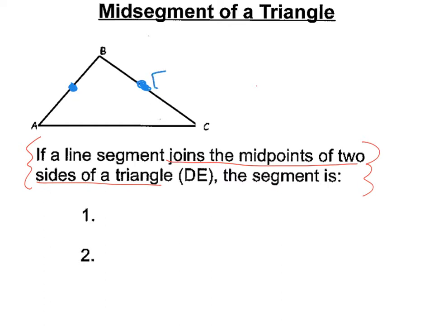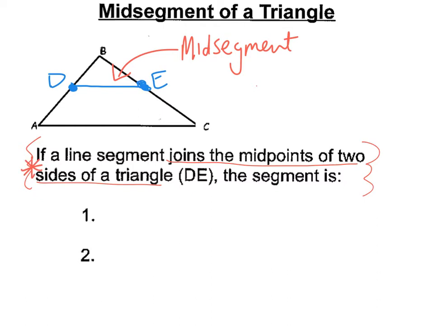So we're going to call this midpoint E. We'll call this midpoint D. If you connect those two midpoints and create that little line segment, that right there is called your midsegment. So let's make a little note here that that is our midsegment. This is pretty much the definition right here. The midsegment is a line segment that joins the midpoints of two sides of the triangle. All right, and we see the line DE in blue there.